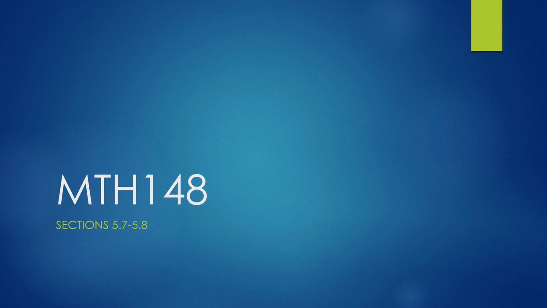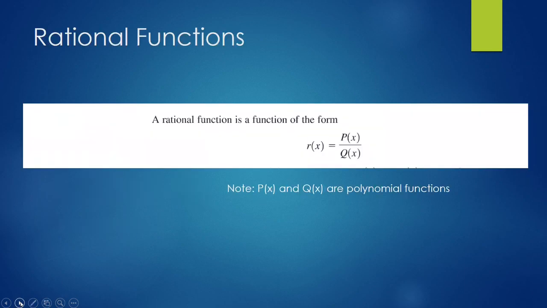Today we're going to talk about sections 5.7 and 5.8. Rational functions. A rational function is a function that's in this form, where you have the function equals p of x over q of x. P of x and q of x are polynomial functions.